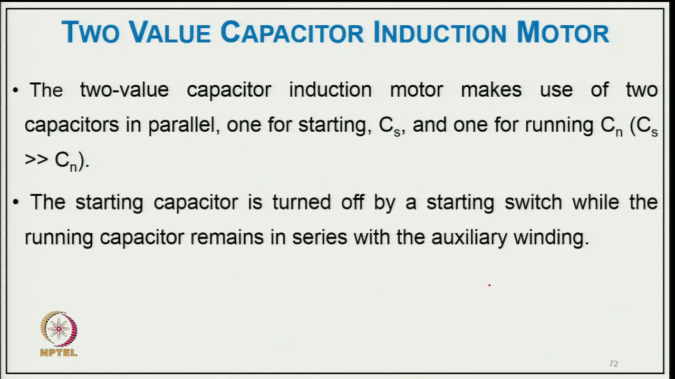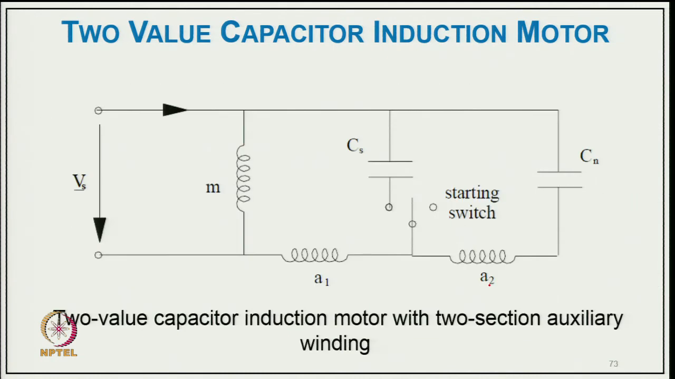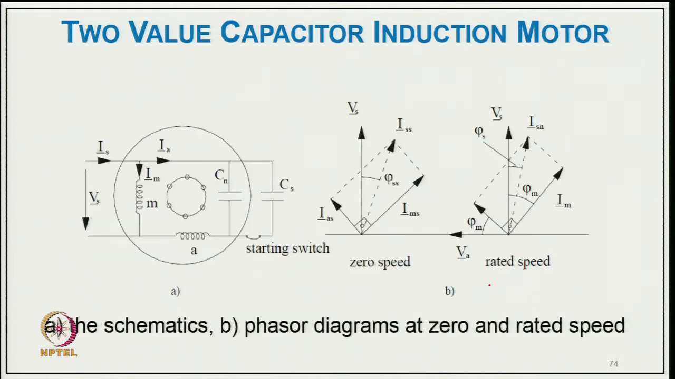So, the starting capacitor is turned off by a starting switch, while the running capacitor remains in series with the auxiliary winding, and the two capacitors are sized to symmetrize the two windings at standstill (starting) and at rated speed. I mean, this is for starting, this is for running typically, and the winding is also put in two sections, or it can be only one winding, one for the starting capacitor, another for the running condition.